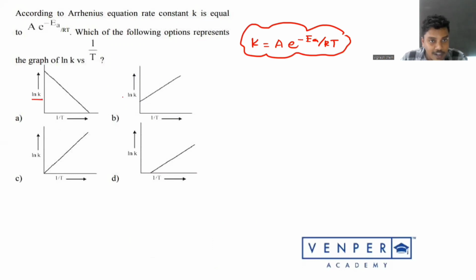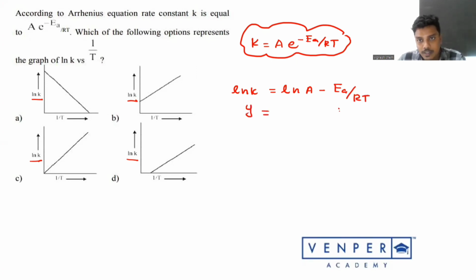What is the graph? It's ln. Okay, so you have to take ln on both sides. Therefore, ln K is equal to ln A minus Ea by RT. They plot the graph between ln K and 1 by T. Therefore, this is y equal to mx plus c, a straight line with a positive intercept but decreasing slope. Right. Answer option A is correct for this question.